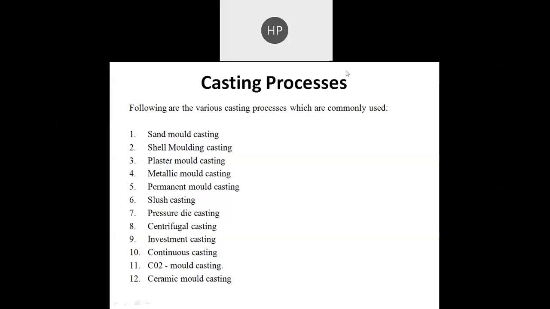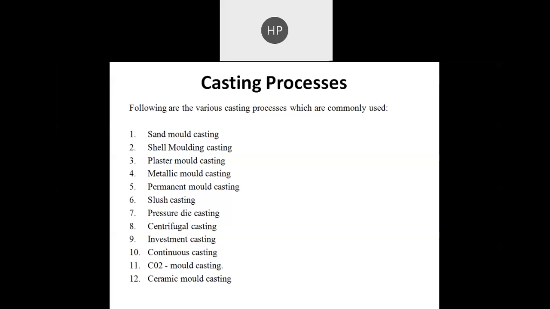Good morning to everyone. In this subject of manufacturing technology, we are talking about metal casting. In metal casting, so far we have discussed the pattern, types of pattern, the material that we use as a pattern. Then we talked about pattern allowances. Then we talked about molding sand, types of molding sand, properties of the molding sand. Then we talked about the mold making process.